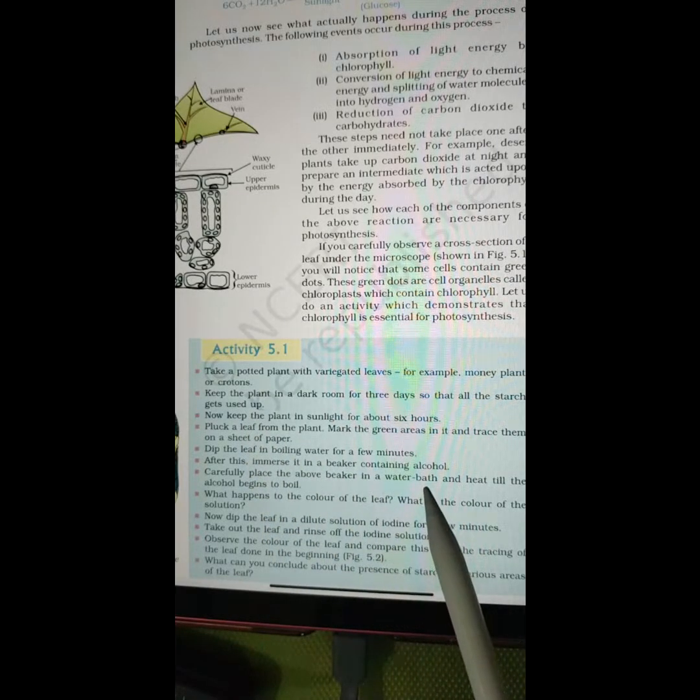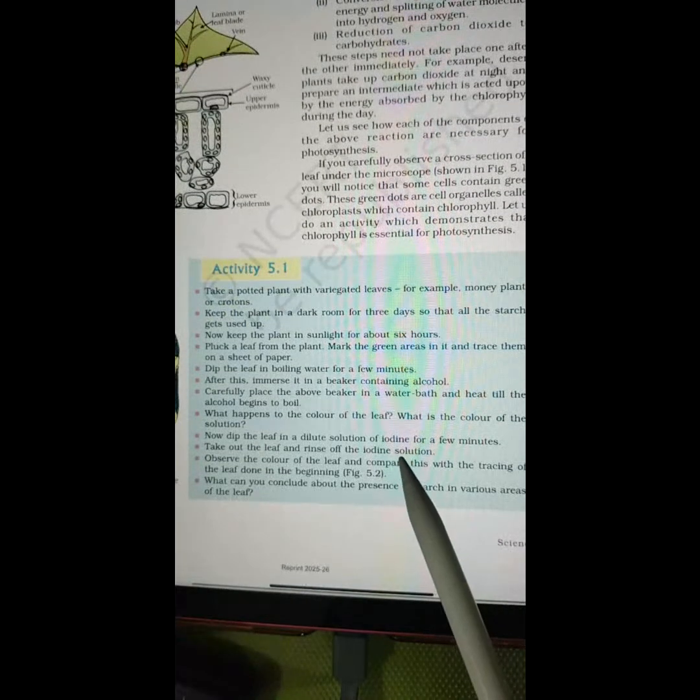Alcohol. Remember, in this activity, alcohol was not directly heated. It was given a steam bath because alcohol is a flammable substance. If heated directly, it may catch fire. Iodine.